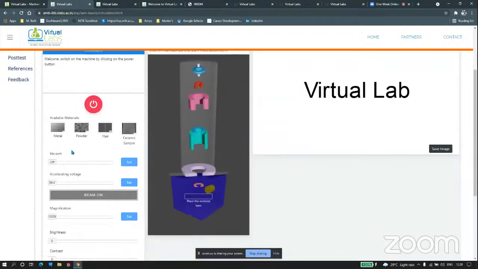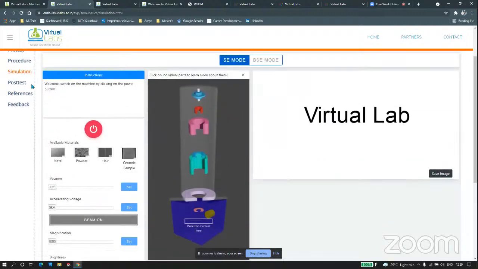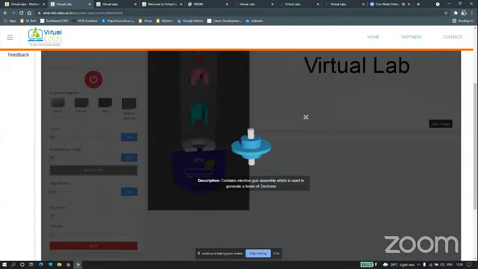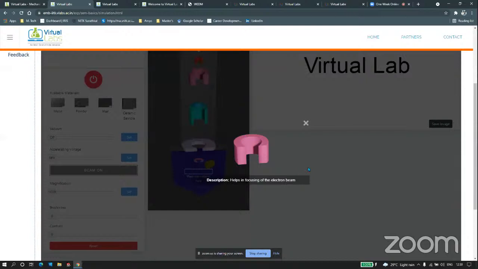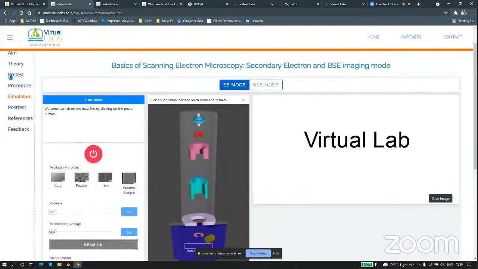This lab has a voice introduction, so it is very unique compared to other labs, and I can interact with each part of the electron microscope here. If I click on this, I'll get a one-line description of each part. And again, here the instructions will be given to me. The simulator is asking me to switch on the power button, and the power button is here. I will do that.